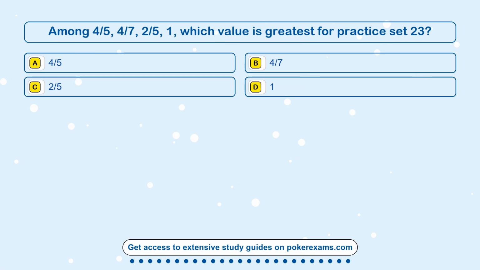Question 2. Among 4/5, 4/7, 2/5, 1, which value is greatest for practice set 23? Option A 4/5. Option B 4/7. Option C 2/5. Option D 1.